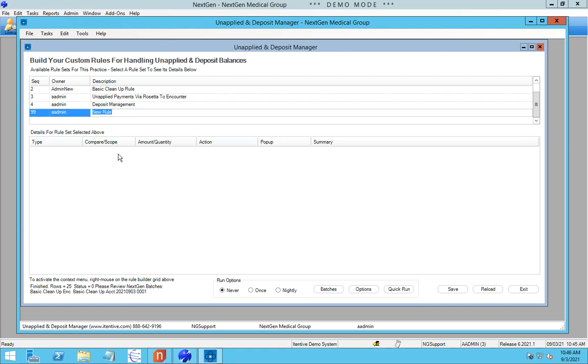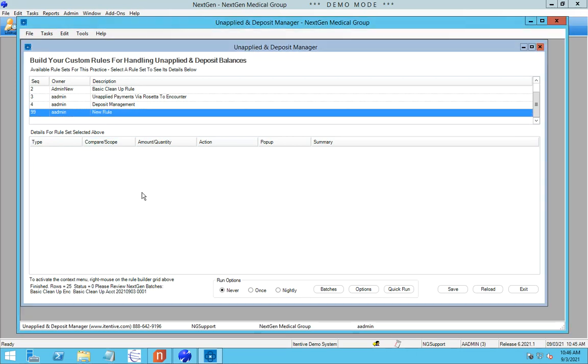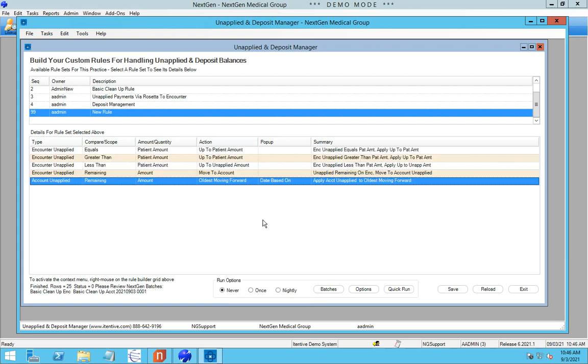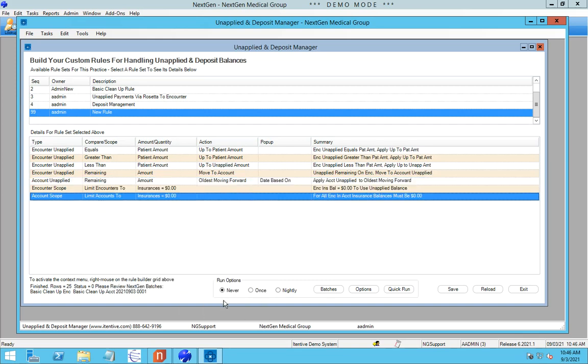And then we can go ahead and come down here and we can either add rows one at a time or there's templates that mimic the rules that I just showed you. So if we were doing a general cleanup, we could go ahead and specify that template and these rules come in. And if we also wanted to make sure that the insurances were zero, it'll go ahead and pull that in too.